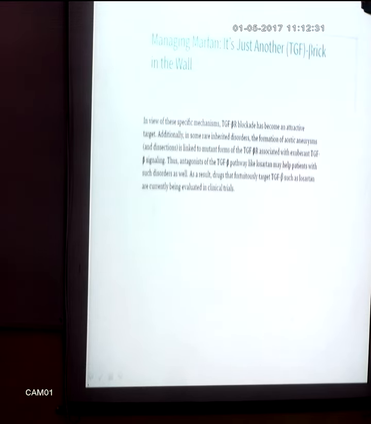Okay, this is a screenshot from Robbins 10th. Managing Marfan's is another brick in the wall. Now they have identified that losartan, which is an antihypertensive drug, so cheap and so easily available, also blocks the TGF beta receptor. So isn't it great? You identify a patient of Marfan's, just give him losartan. Simple, as simple as that. He can have an awesome normal life. It's amusing, is it? Yeah.